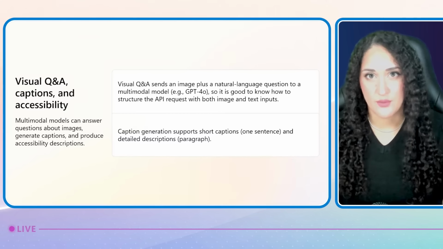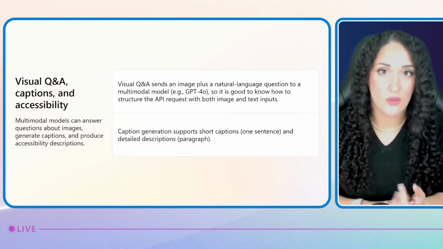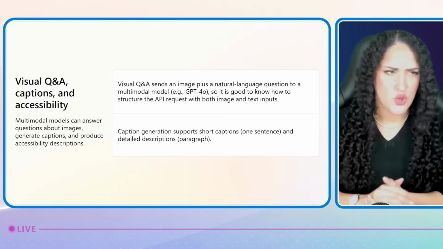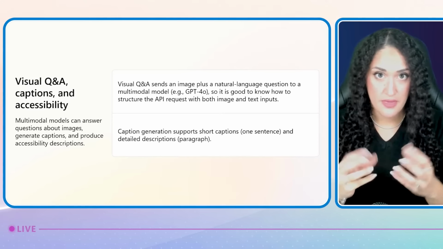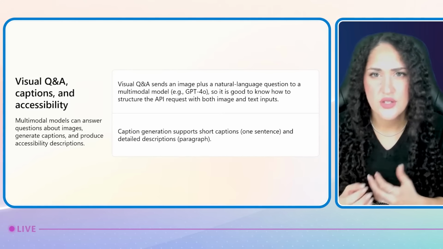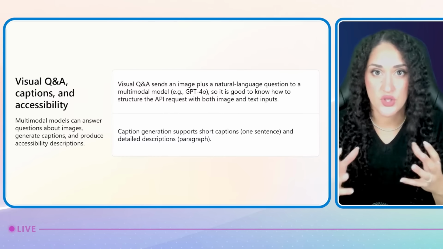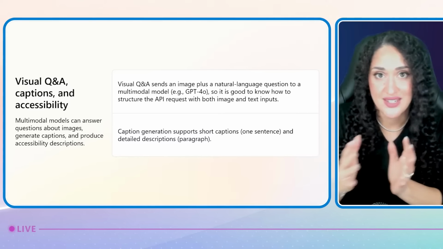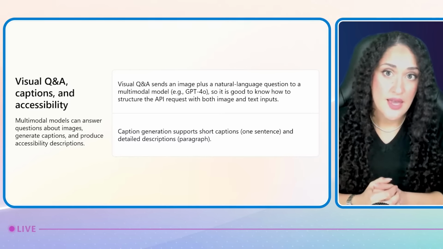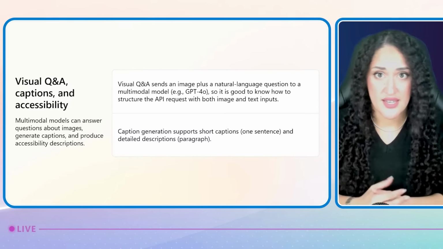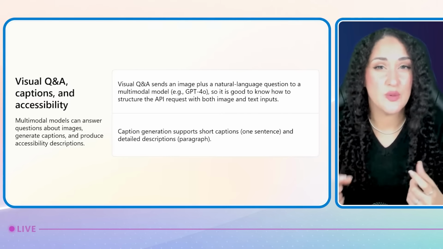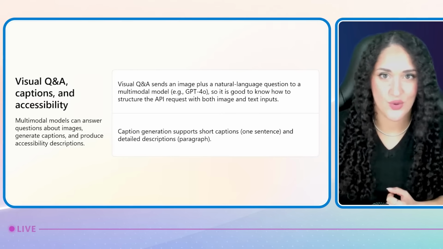Visual Q&A and caption generation use multimodal models like GPT-4o. So you send an image plus the question, and the model reasons about both. It is good to know how to structure the API request with both inputs and understand the difference between short captions and detailed descriptions. A nice skill to have that might be tested in the exam is how to generate accessibility-compliant alt text, for example.